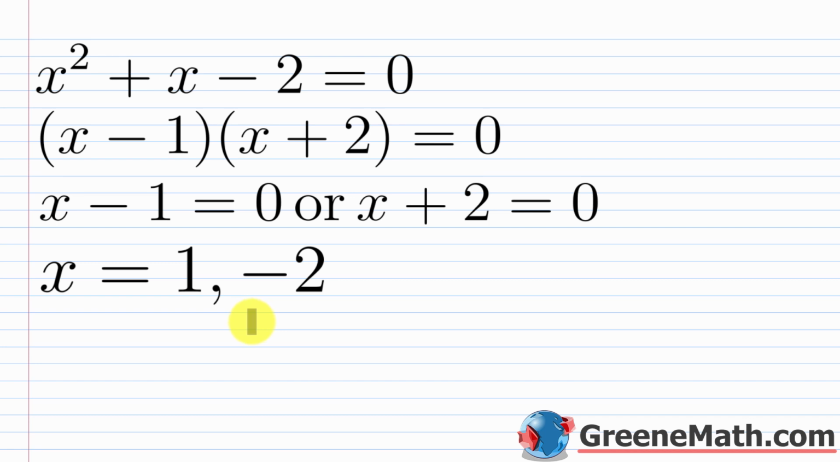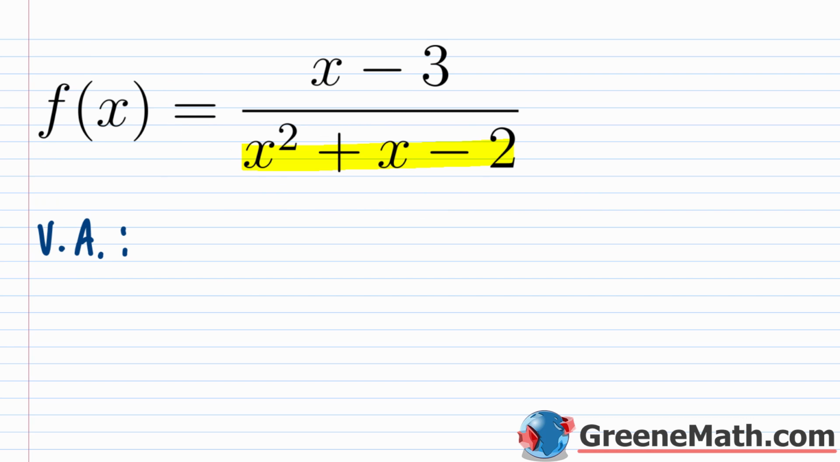And then using the zero product property, you get this factor x minus 1, set that equal to 0, or this factor x plus 2, set that equal to 0. So the solutions would be x equals 1 or negative 2. So coming back up, you would have a vertical asymptote, which is x equals 1, and you'd also have one at x equals negative 2.